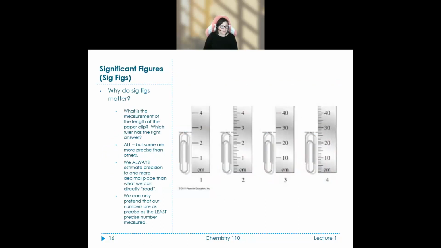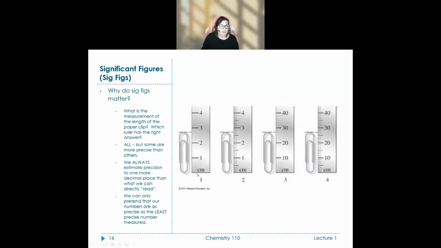Scientific significant figures. Why do sig figs matter? Now, if you watch the sig figs lecture, you'll recognize this slide because I used it there. But again, it has to do with the precision of the number that we're looking at. So how well do I know that number? How many decimal places do I know it to? How close to the actual value is it? So we can estimate precision to 1 decimal place past what we can actually read.